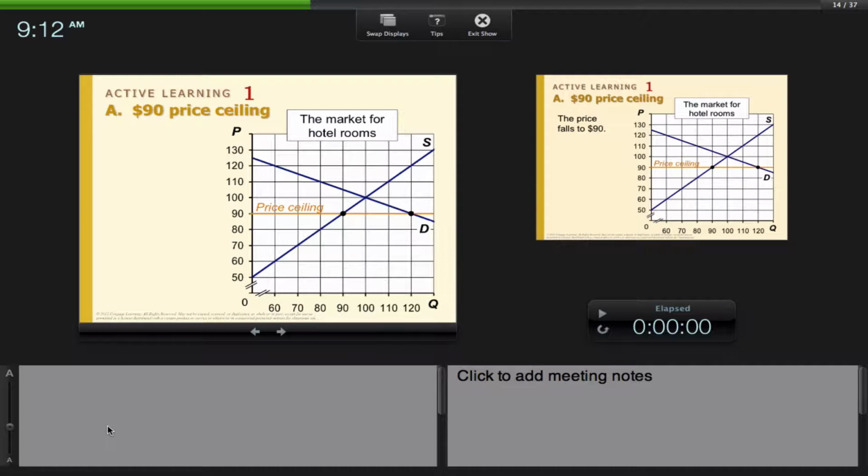Okay, we're talking about the price ceiling on the hotel rooms. So if we impose this price ceiling at $90, what do we end up with? A shortage is not enough. A shortage of 30 hotel rooms. Actually prove that you're able to read the graph accurately. Okay? All right.